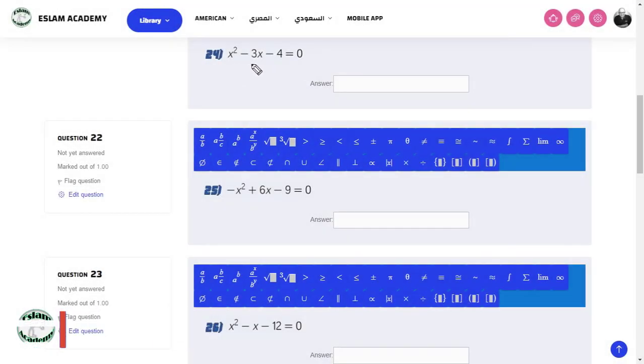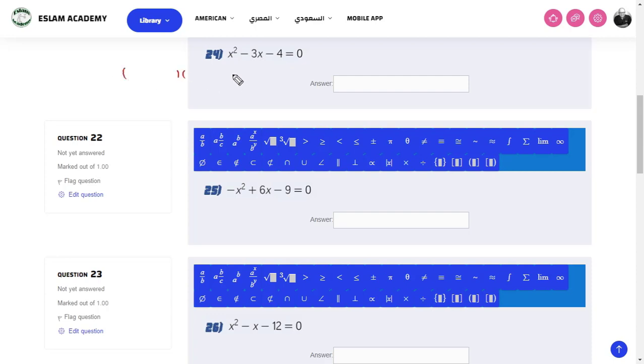In this part, we need to solve the equation. Solving the equation means finding the value of the variable which makes the left-hand side equal to the right-hand side. The first step we can use to solve the equation is factorization. We need to check if this expression can be factorized or not. Now we have x² minus 3x minus 4.